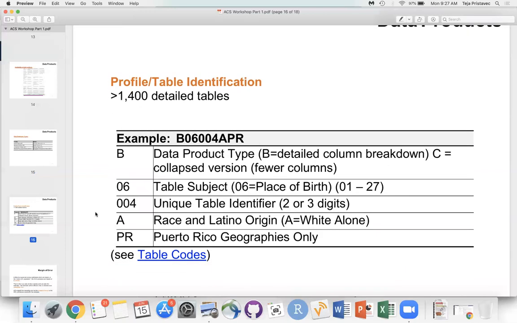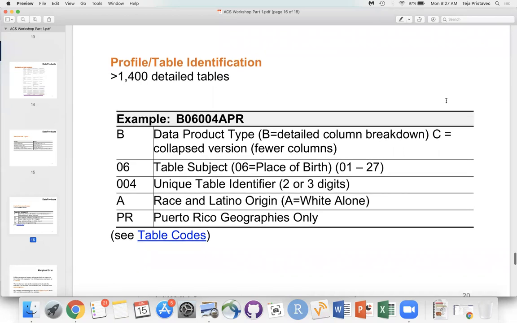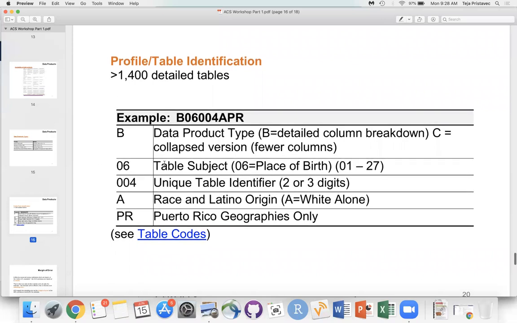Each one of these will have basically a standard structure, so you can know what type of table you're looking at, even if you just search for it online and you see this code, you can kind of read the code. For us, this is more important because once you start working with Tidy Census or the Census API in general, you will need this code to pull the information. Typically, the first digit or letter here will be the data product type. So B are detailed tables, C are collapsed detailed tables. Then you'll have the table subject.